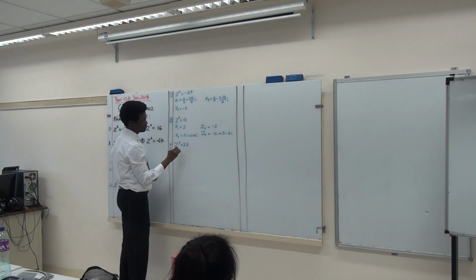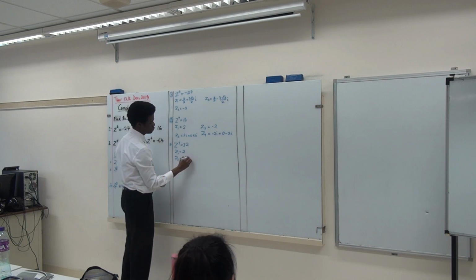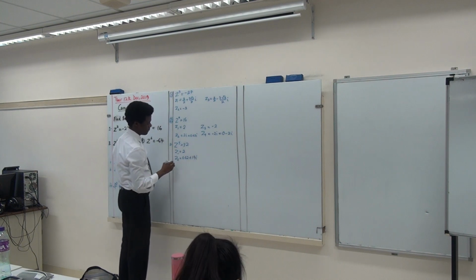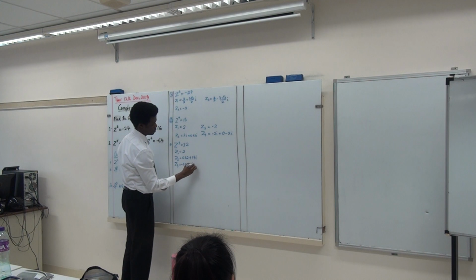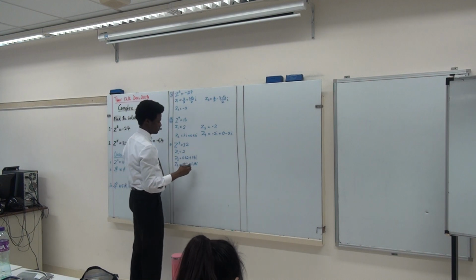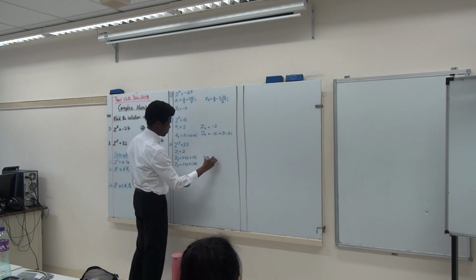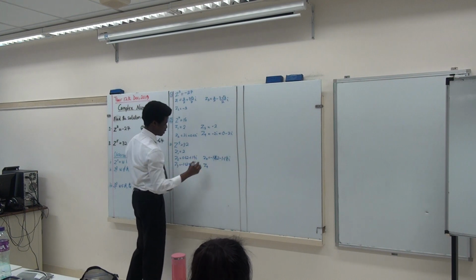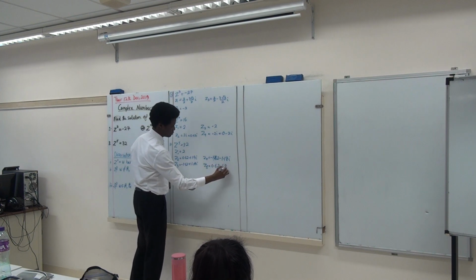5 results. Z1? 2. Z2? 0.62 plus 1.9i. Z3? Negative 1.62 plus 1.18i. Z4? Negative 1.62 minus 1.18i. Z5? 0.62 minus 1.9i.